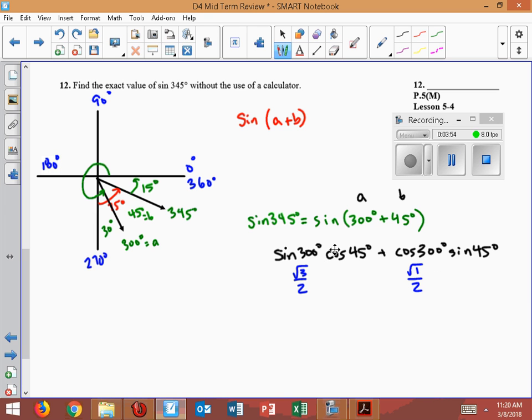One thing you got to be careful though, 300 is in the 4th quadrant. Which value is negative in the 4th quadrant? Is it the y value or the x value? Y value. The y value. So this is actually going to be negative. This will be positive. And now we do cosine of 45.